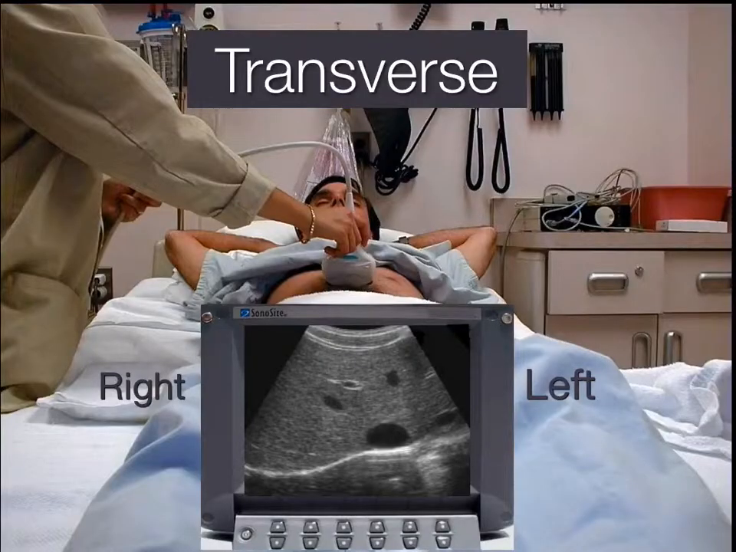Okay, now transverse, indicator to the patient's right, as if we're standing below the patient's feet. Here's that same blood vessel, the IVC, and this is to the patient's right, this is to the patient's left. This is skin line anterior, and going deeper into the body, this is posterior.